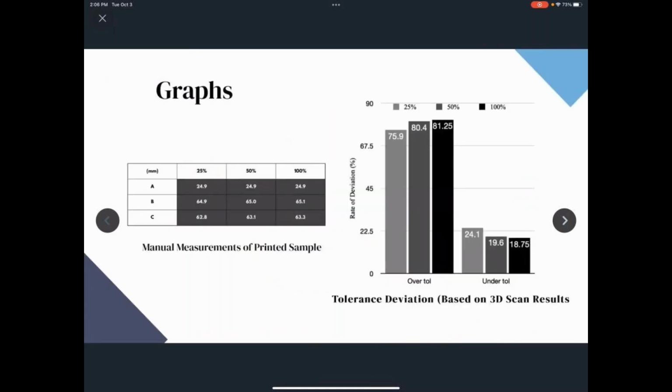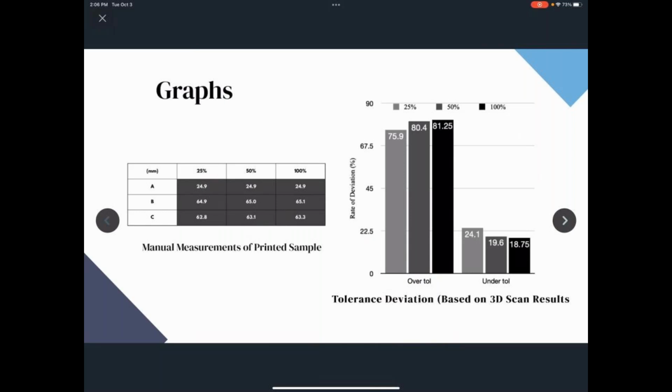As we can see, we got the tolerance deviation, as well as a table in which we compared the manual measurement to our real measurements. First and foremost, I'm going to dive into the tolerance deviation. As we can see, the over tolerance in the 100% is much more, and it goes to 50% and then 25%, and the under tolerance is the reverse, which is 25%, then 50%, and 100%.